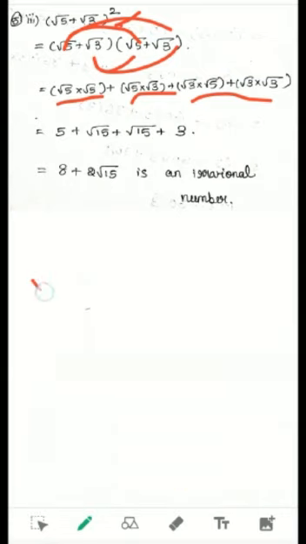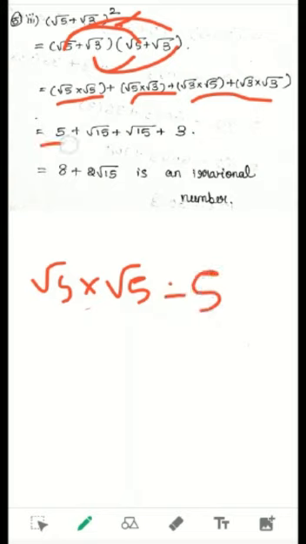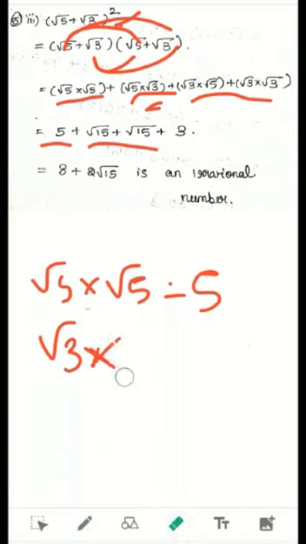Root 5 into root 5, what is the answer? It is simply 5. That is what I have written here, 5. And root 5 into root 3, this one we can't do anything. We have to multiply, because the two numbers are prime numbers, so there are no more factors. Only 1 into 5 and 1 into 3, right? So we cannot take anything out from the square root, so simply you can multiply and keep it like this, root 15. And the last one we have root 3 into root 3. That answer is 3. So that is what I have written here as 3.